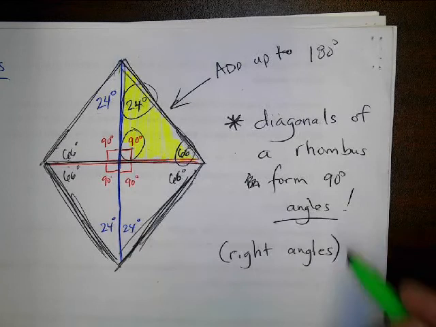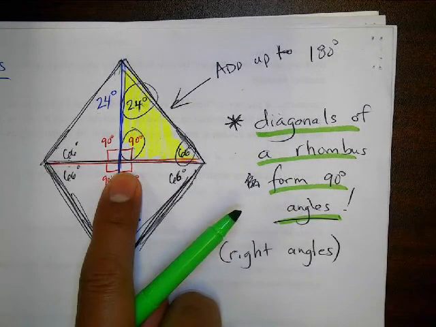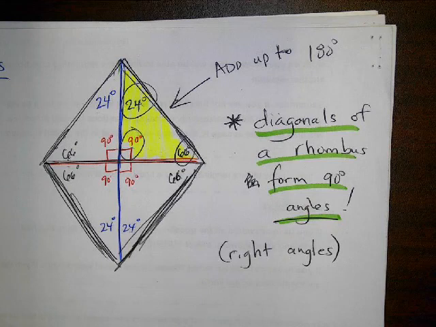Okay, so that's the main and the last thing about rhombus. These diagonals, where they intersect, diagonals of a rhombus form 90 degrees right here where they intersect.